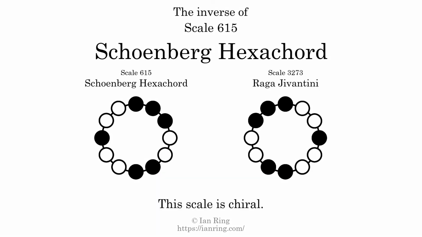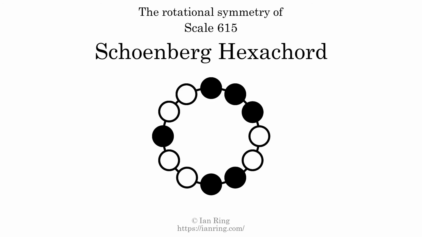The inverse of a scale is a mirror image. It is what you get when the sequence of intervals is reversed. The inverse of this scale is scale 3273, also known as Ragajev-Antony. This scale is chiral. It cannot transform into its inverse by rotational transformation. This scale has no rotational symmetry.